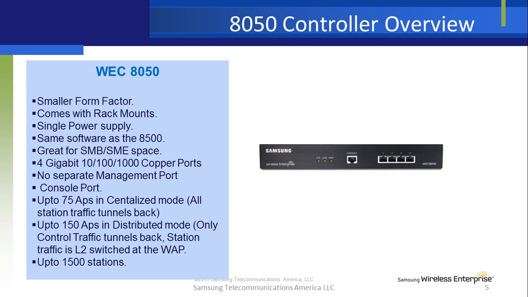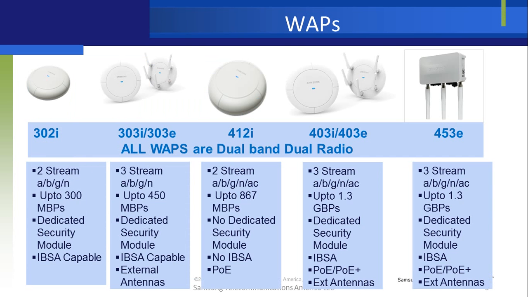It can handle up to 75 access points in centralized mode, where obviously our station traffic tunnels back, as I've mentioned many times in this video. And you can have up to 150 APs in distributed mode, so that's a decent size. Again, only control traffic tunnels back, and this one can handle up to 1500 stations. All right, so 8050 is done.